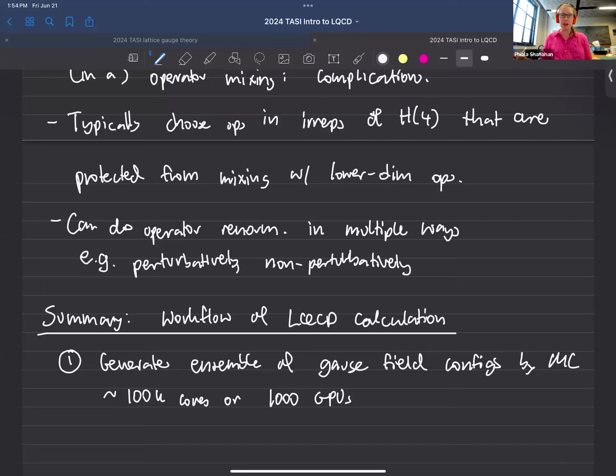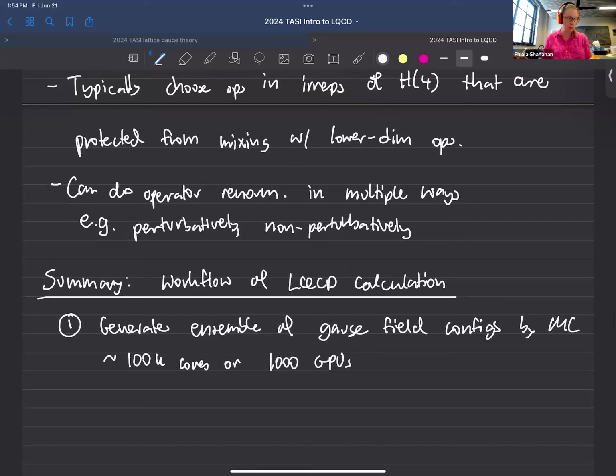Sort of state-of-the-art calculation. So this is a really significant computational step in the workflow. Then you have to compute the propagators that you're going to tie up into correlation functions. So we want to compute things like M inverse on each one of our configurations.